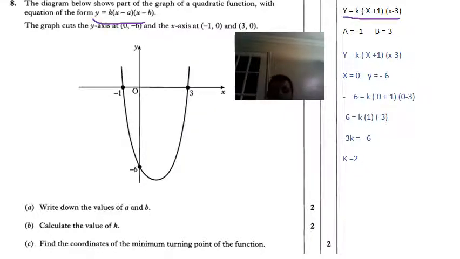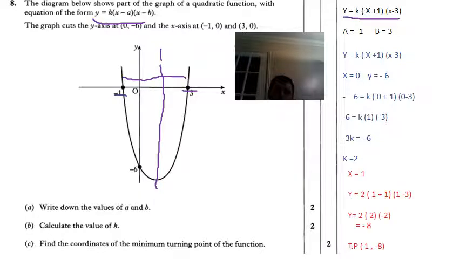Turning point, again, it's asking for this symmetry stuff. We've got negative 1 here as one of the roots. We've got 3. Remember, it's symmetrical. So that means there's 4 between here and here. So halfway will be 2. Negative 1 plus 2 is going to be 1. So the x value is 1. And that's what I wrote here: the axis of symmetry, x is 1.